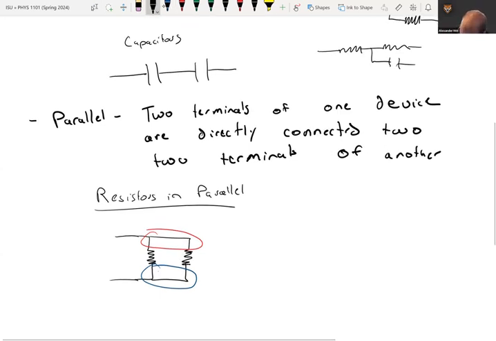Now I also want to give you an example. This one messes people up sometimes. This is an example of not in parallel.